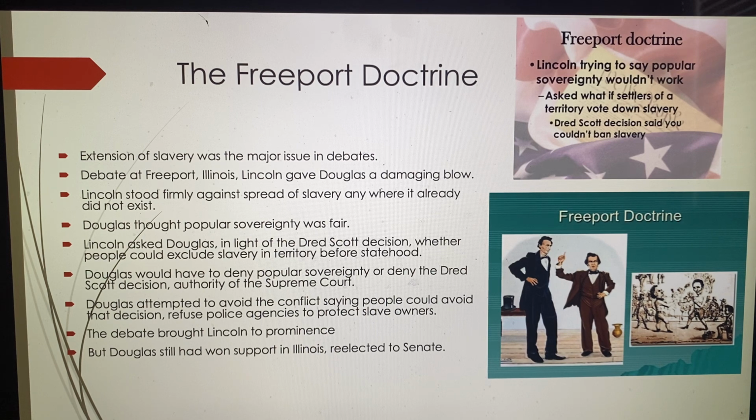And so the debate brought Lincoln to prominence because he had asked the question that needed to be asked. Basically, Lincoln knew that the Supreme Court decision would not work, and these states needed to be considered totally free states and not bring slavery in the North, even with the decision that the Supreme Court had made. But Douglas still won the support in Illinois, and he was reelected to the Senate, even though, looking back at the debates, Lincoln, who wasn't president then, actually won those debates. And Lincoln stood totally against the Dred Scott decision and totally against slavery.